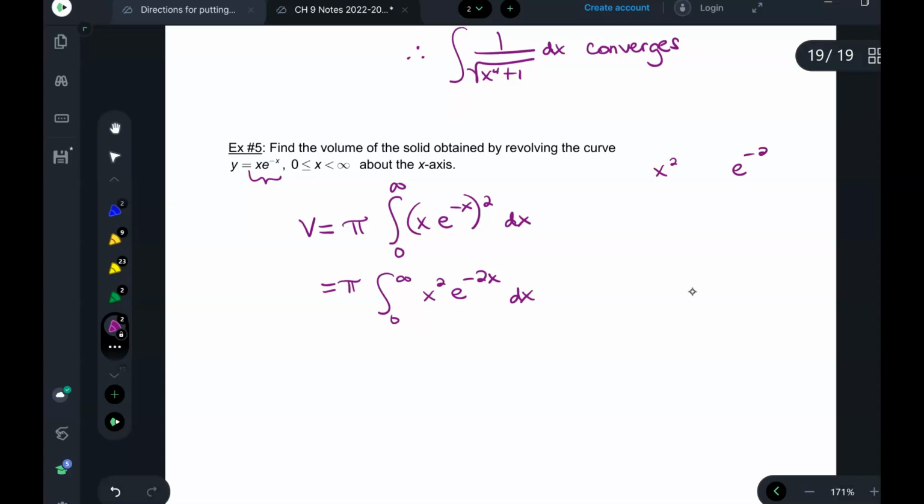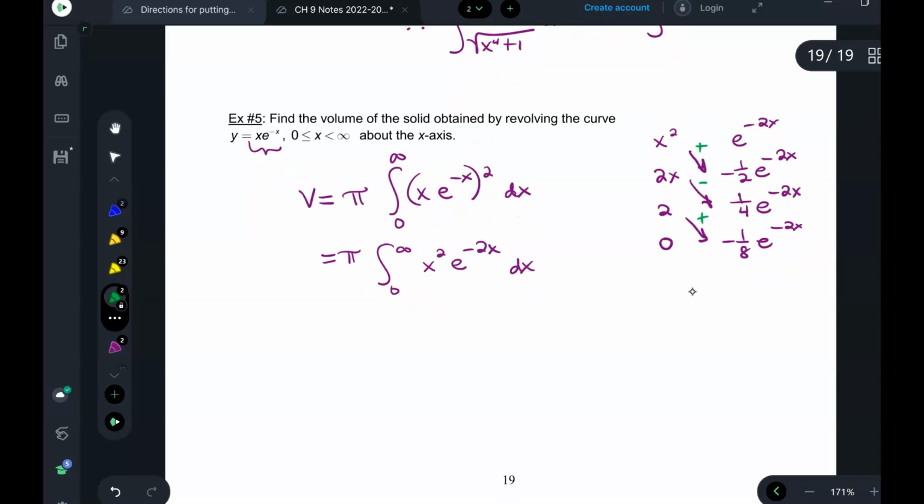Over on the side, I'll get 2x, I'll get 2, I'll get 0. This one will have negative 1/2 e to the negative 2x, 1/4 e to the negative 2x, and negative 1/8 e to the negative 2x. Plus, minus, plus. Now I'm going to rewrite this as the limit as b approaches infinity from 0 to b of x squared e to the negative 2x dx.